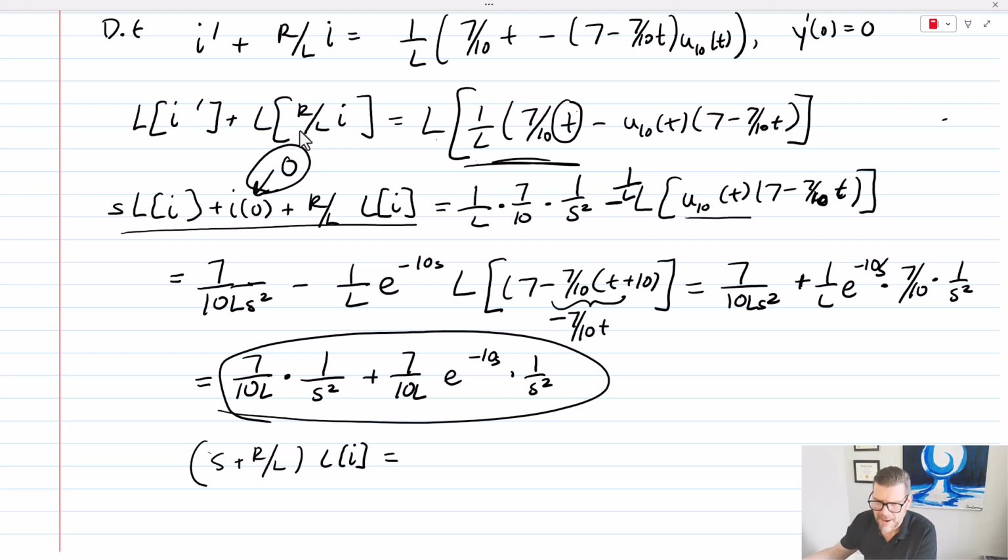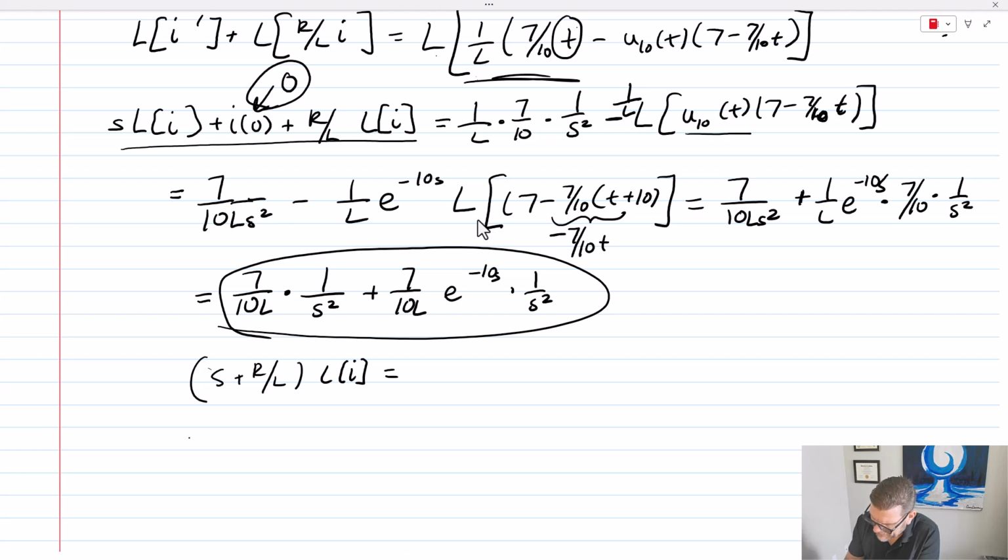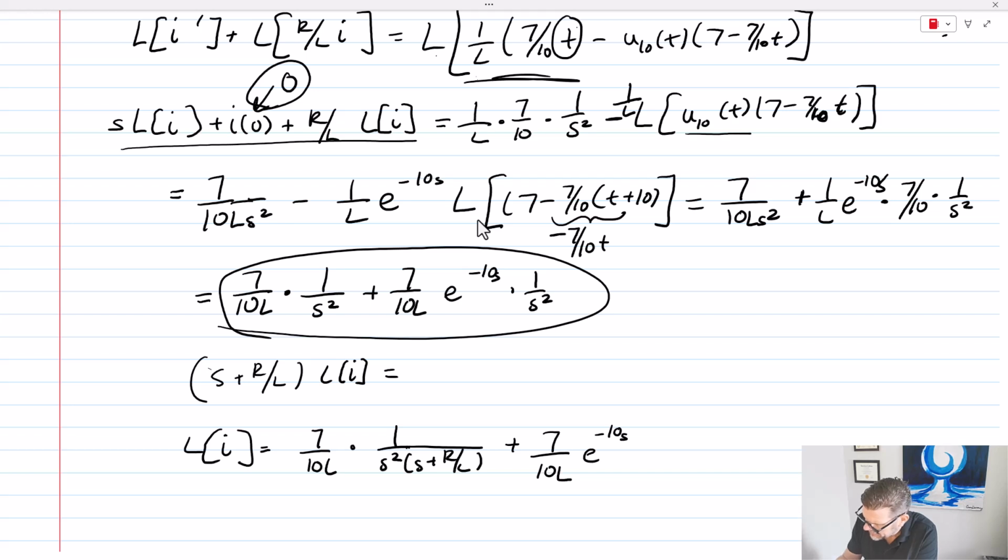Okay? And so I'm going to rewrite that without rewriting that again. And then I'm going to get L of I equals, and this is going to be 7 over 10L. Remember, that's a constant, times 1 over s squared times s plus R over L, plus, again, 7 over 10L e to the negative 10s times 1 over s squared times s plus R over L. Which is actually kind of what we should expect. We should expect that basically we're going to get something very similar to what's on the inside and the outside, okay? Just separated by this e to the negative 10s, which becomes our unit step function.